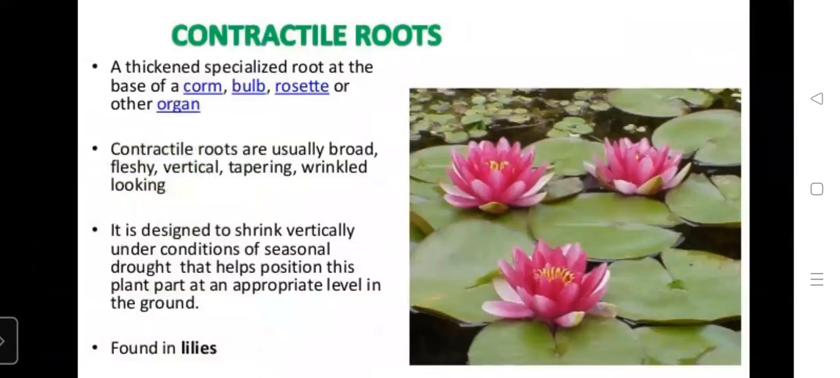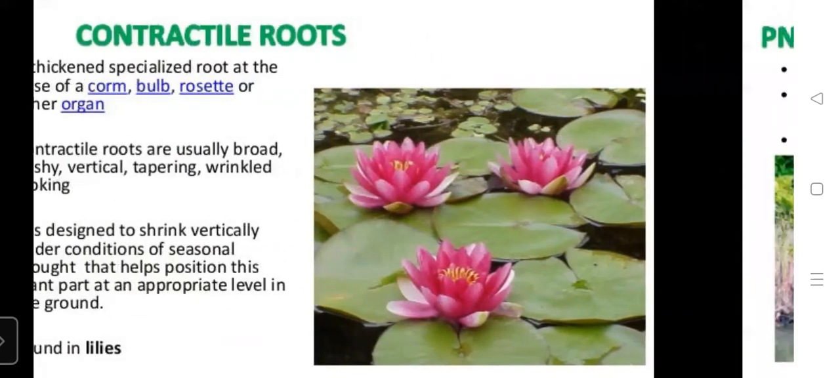And contractile roots: a thick and specialized root at the base of the corm, bulb, and rosette or other organ. These roots are usually broad, fleshy, vertical, tapering, and wrinkled looking. In lotus and lilies, it is designed to shrink vertically under conditions of seasonal drought and helps position the plant at an appropriate level in the ground. Contractile roots are found in different types of lilies.